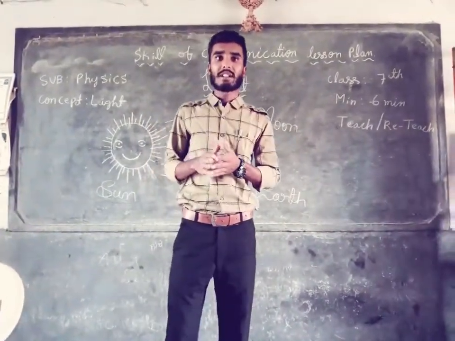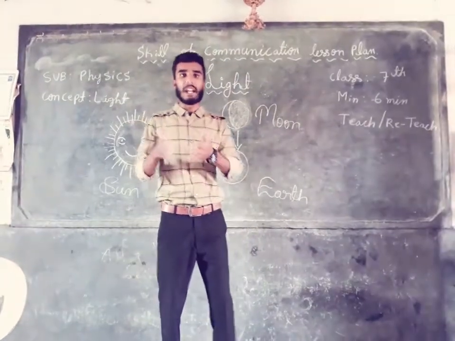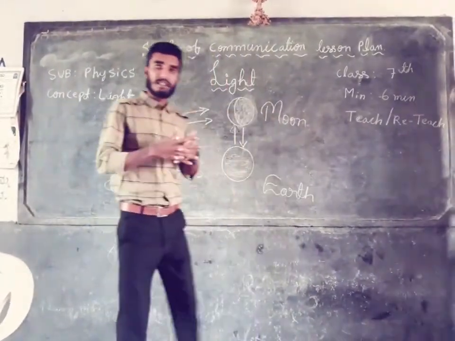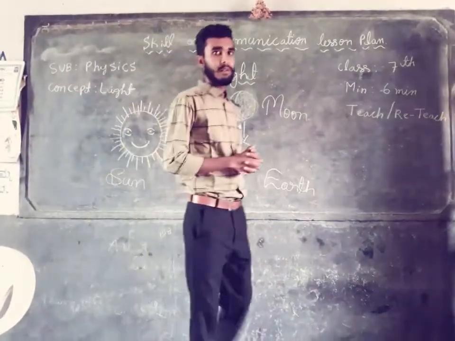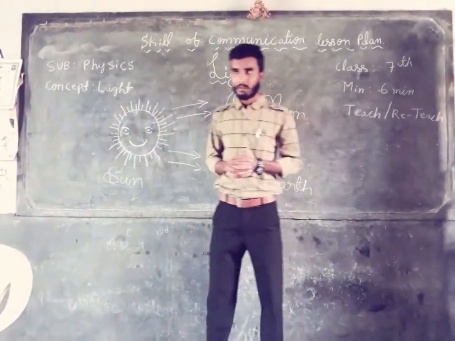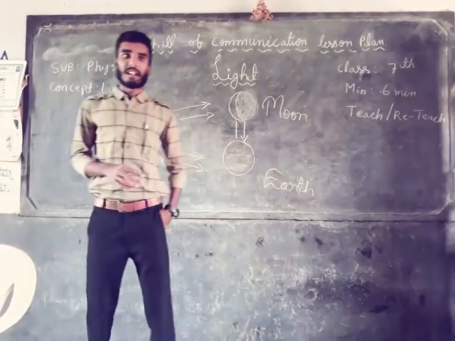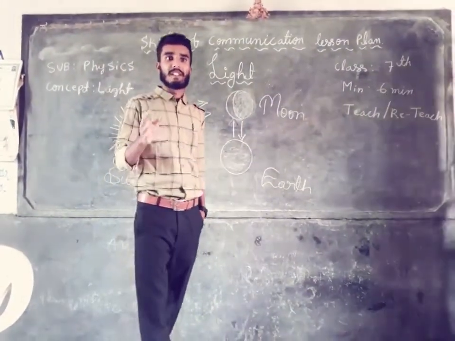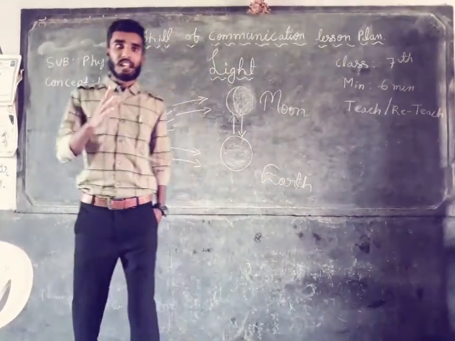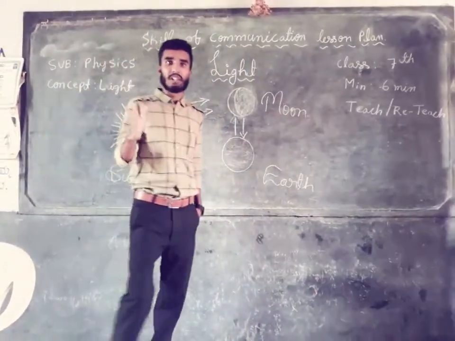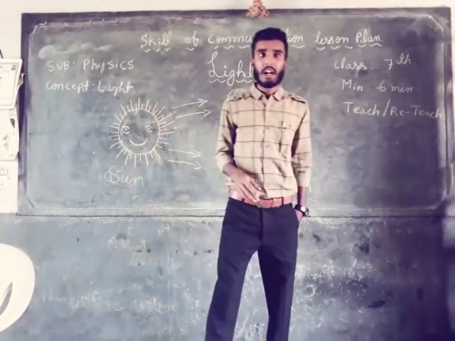Clearly, some objects generate their own light. Can you give some examples? The sun, fluorescent bulbs, and burning candles generate their own light. Yes, good. The objects which generate their own light are called luminous objects.